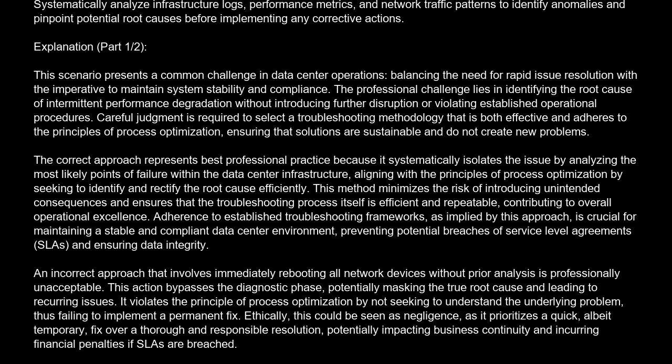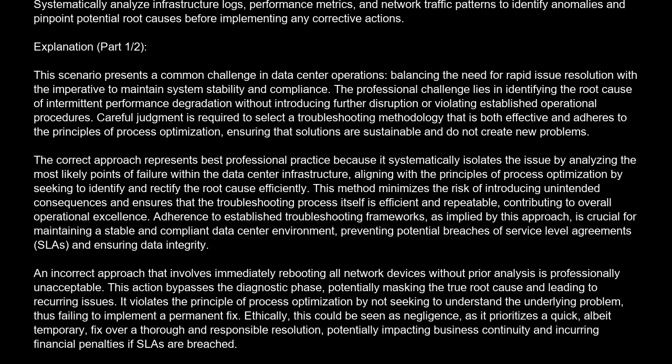It violates the principle of process optimization by not seeking to understand the underlying problem, thus failing to implement a permanent fix. Ethically, this could be seen as negligence, as it prioritizes a quick, albeit temporary, fix over a thorough and responsible resolution, potentially impacting business continuity and incurring financial penalties if SLAs are breached.